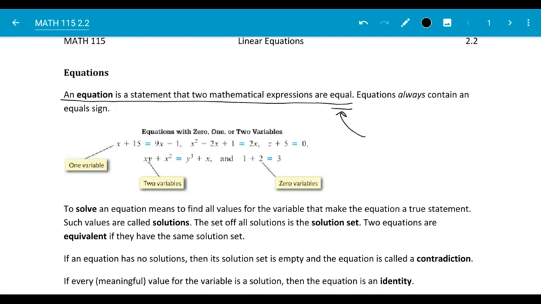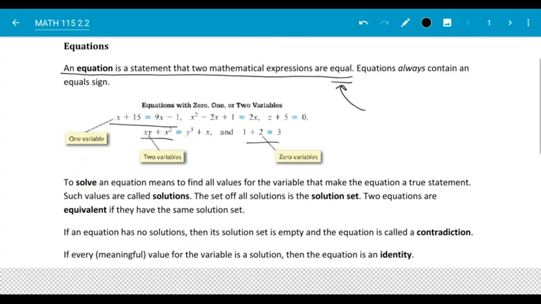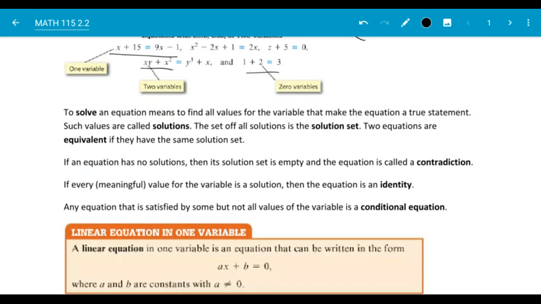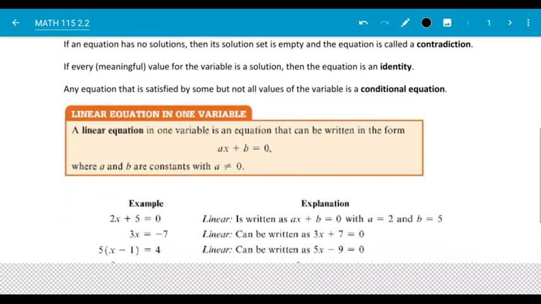So you can have equations with one variable. You can have equations with two variables. You can have an equation with no variables. All of these are options as we're looking at this. Now, to solve an equation means to find all of the values for the variable that make the equation a true statement. Those answers are then called the solutions. And we've got a solution set. Two equations are equivalent if they have the exact same solution set.